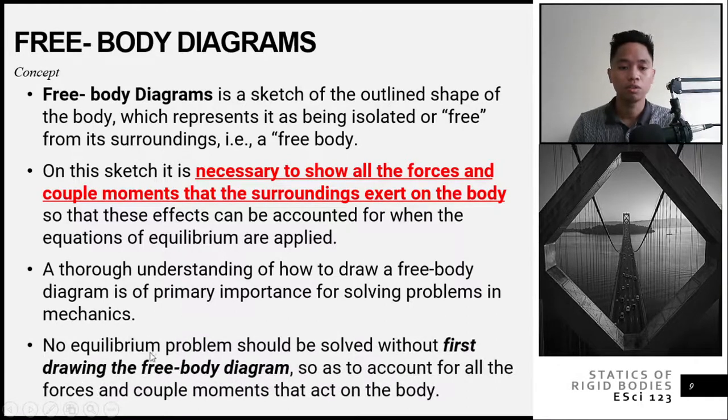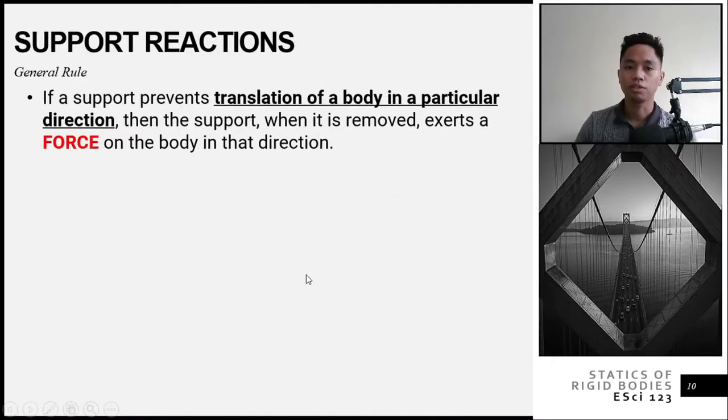Okay? So no equilibrium problem should be solved without first drawing the free body diagram. So muna ako ingon nga free body diagram is the first step. So as to account for all the forces and couple moments that act on the body. Okay, so general rule. What are the different support reactions? So first rule, if a support prevents translation of a body in a particular direction, then the support, when ato siya, di ba again, we are going to free body diagram, ato siya i-free body ang atong member. For example, ang kaning member is naa siya support, ngayon ani nga type.